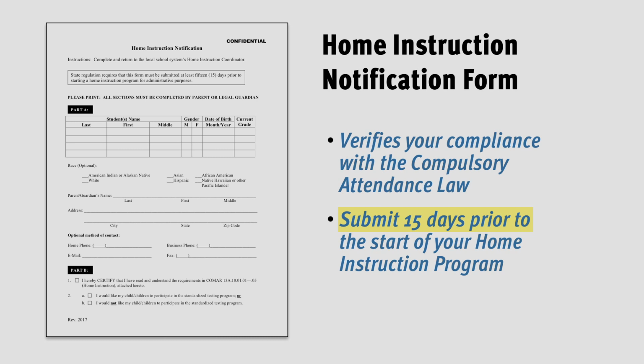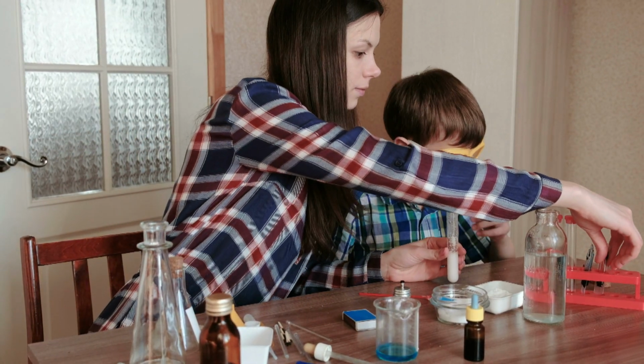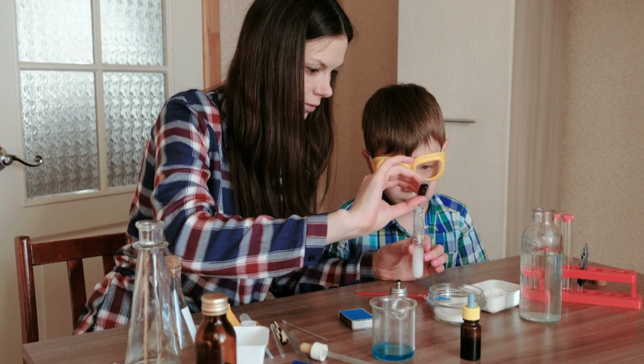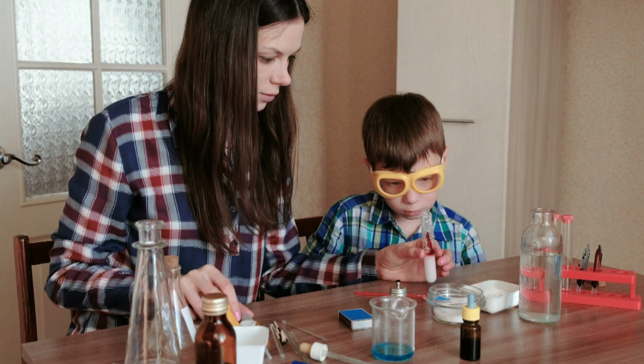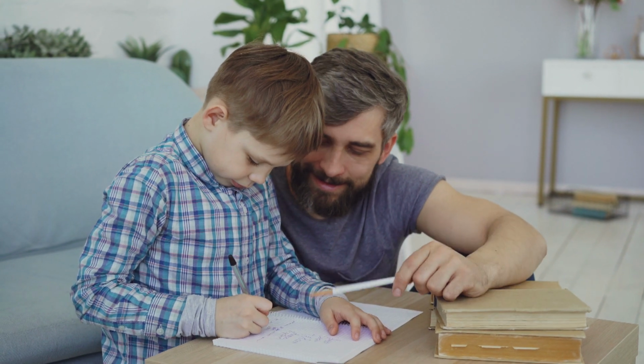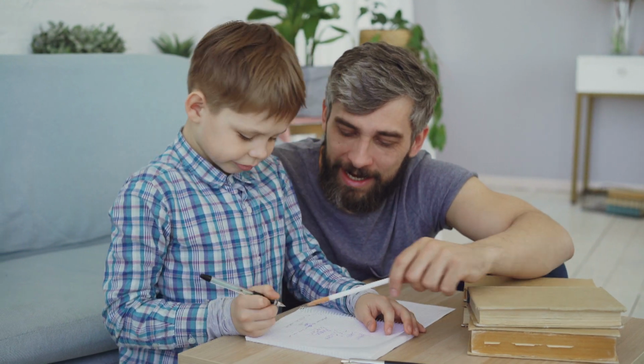Your local school system provides the home instruction notification form required in COMAR. This form is a written agreement that officially notifies your school system that you are electing home instruction. Completion of the form also verifies your compliance with the compulsory attendance law. The home instruction notification form must be submitted at least 15 days prior to the start of your home instruction program. These details can be found in COMAR. Please contact your local school system for instructions on obtaining and submitting the home instruction notification form.